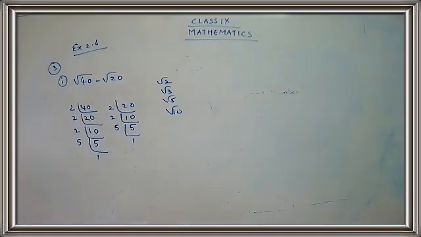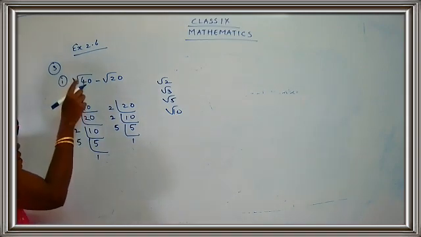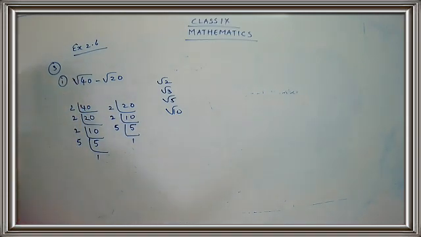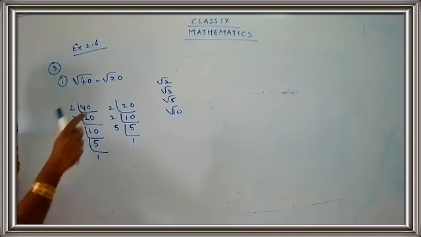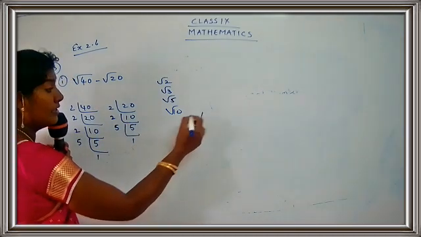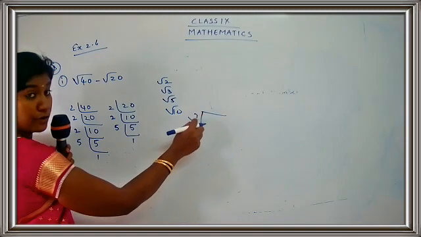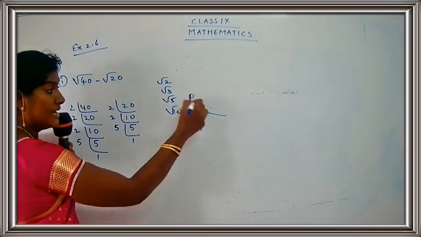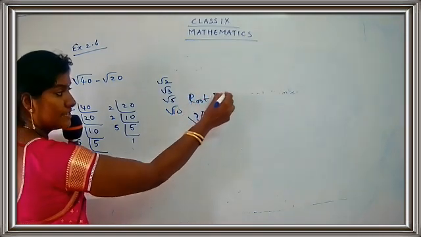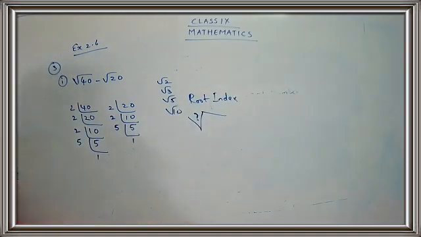Okay. Now let's see how to write down root 40. I have told you the root index is 2. If nothing is mentioned, you have to take the root index as 2. What is the meaning of root index? The number that is present over here in the square root sign is read as the root index. Already we have studied this, yes, children? So what is the root index over here? Nothing is mentioned, so it should be taken as 2.